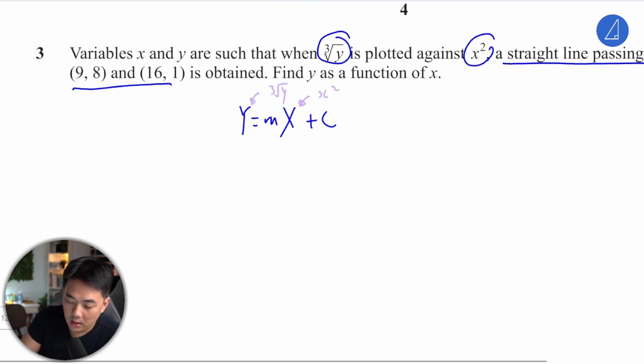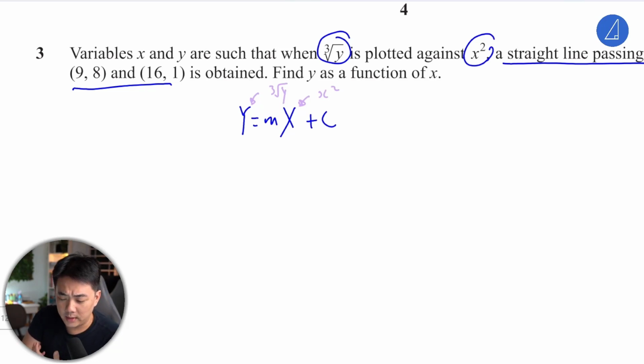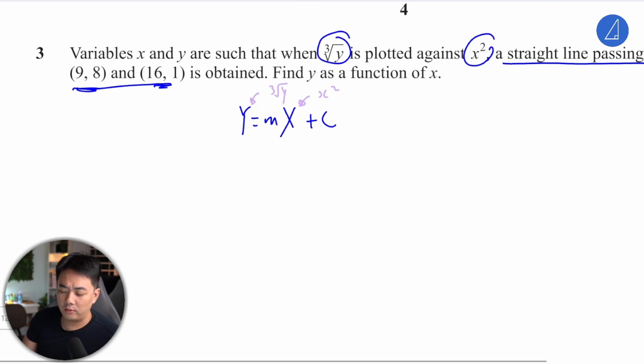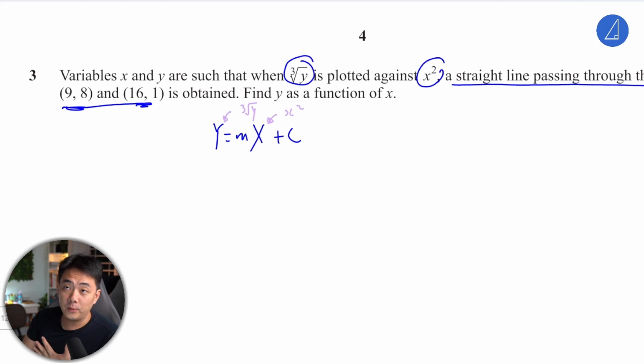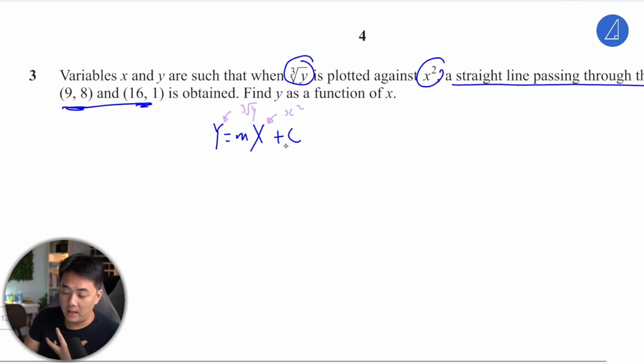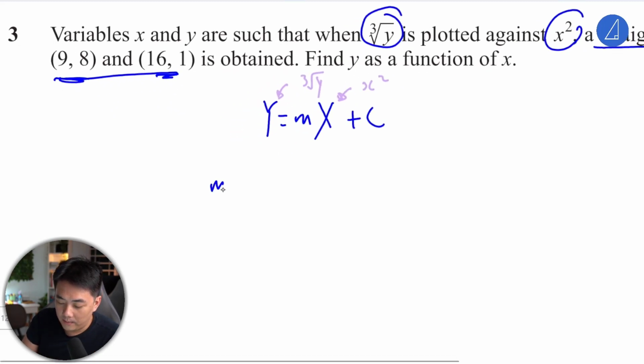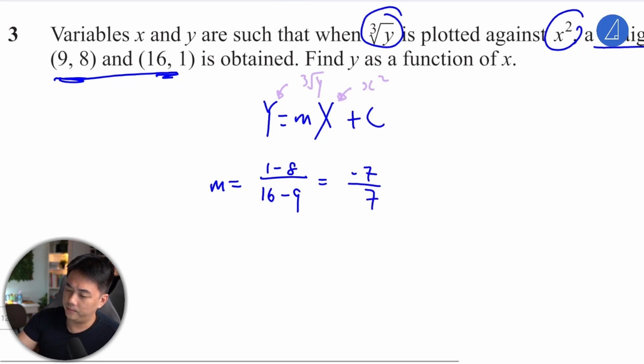Because we have 2 points here, we have enough information to find the equation of the line, to solve for the m and the c. The m will just be y1 minus y2 over x1 minus x2, so 1 minus 8 over 16 minus 9. That would be minus 7 over 16 minus 9, which is 7. What we get is negative 1.